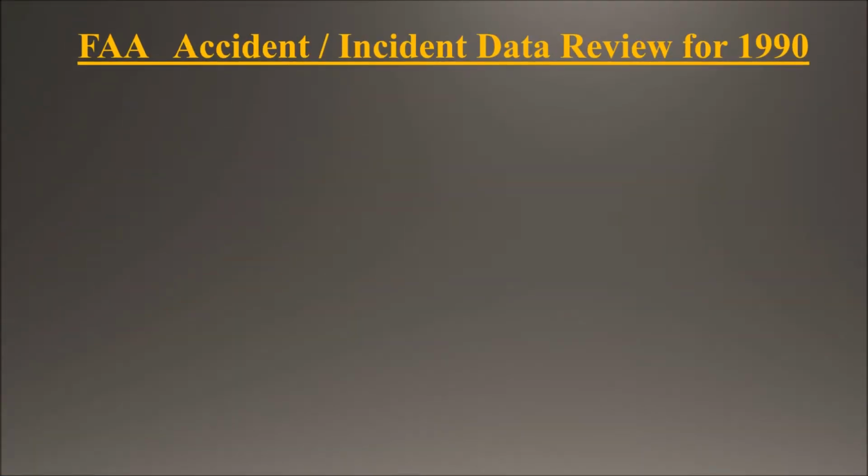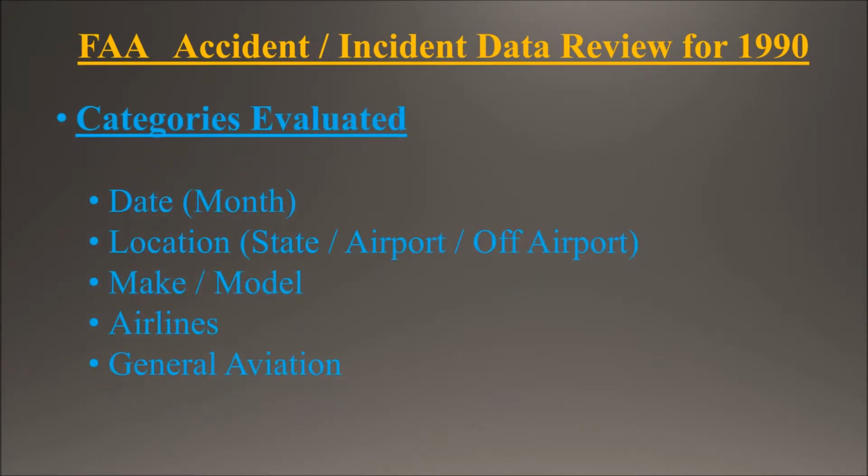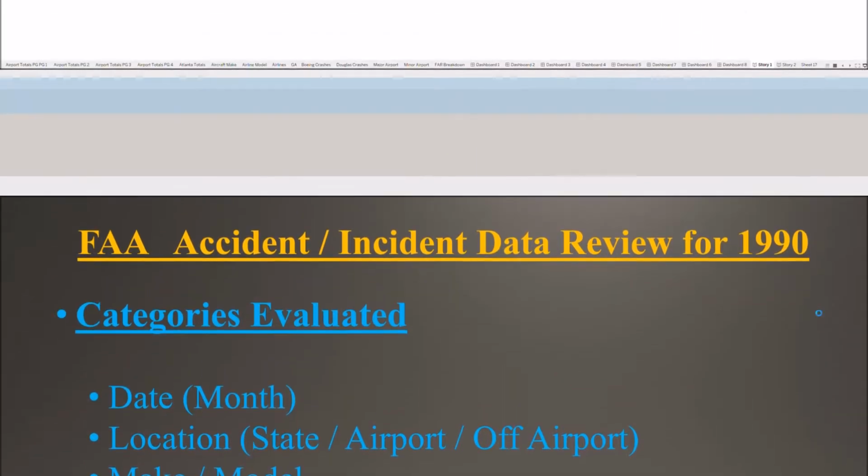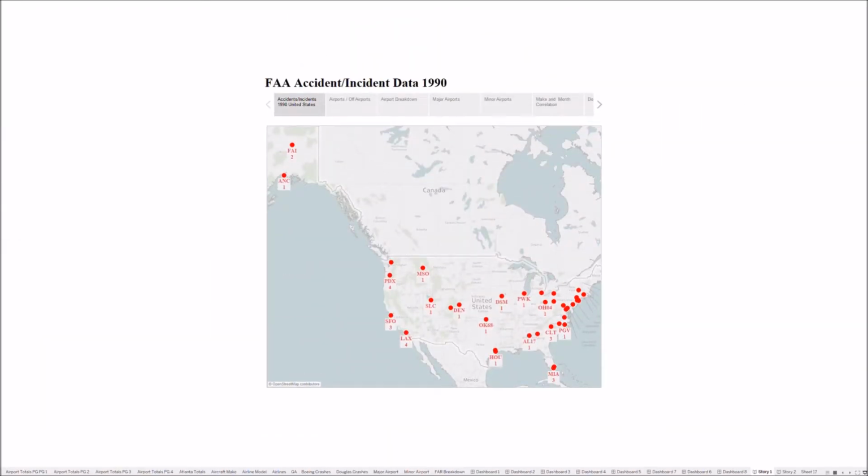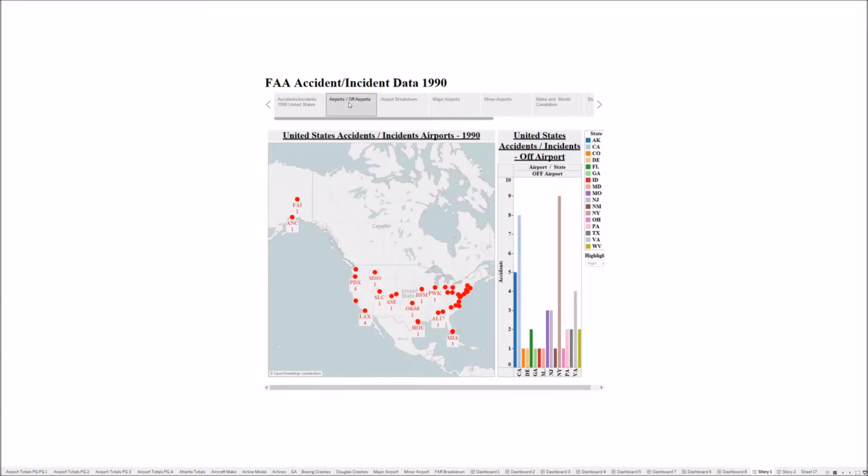For this review, we will be evaluating 10 categories of information, comparing them against each other. They will include the date, the location, the make and model, airlines, and also general aviation aircraft. Given the geographic data, we were able to plot the accident incident points using the geographic tools available in Tableau. Not all of the accidents actually had a specific location. Some were just determined by state or simply just as off airport.